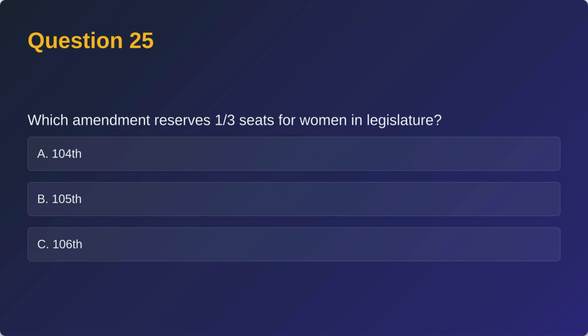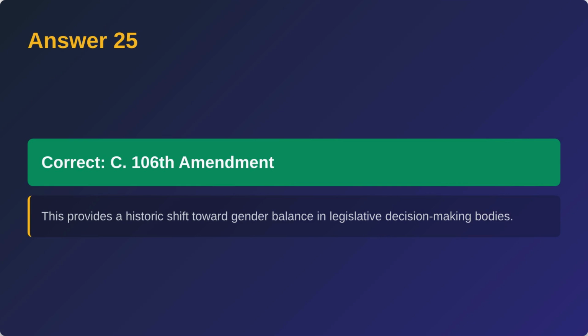Question 25. Which amendment reserves 1/3 seats for women in the legislature? Answer 25. The 106th Amendment. This provides a historic shift toward gender balance in legislative decision-making bodies.